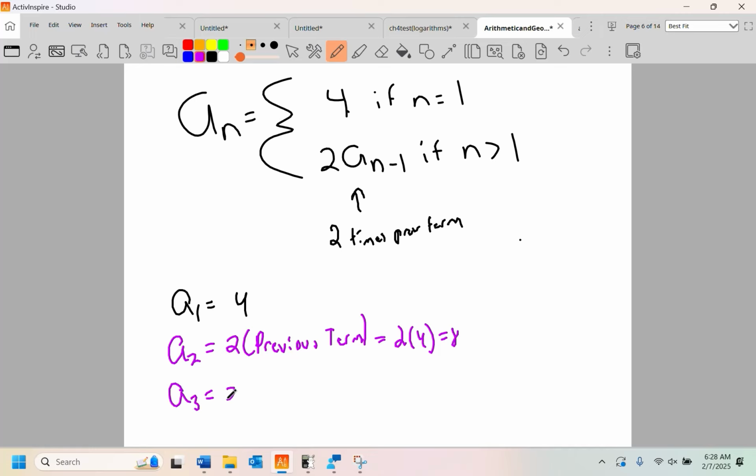A sub 3 is going to be twice the previous term, which was 8, and twice an 8 is 16. A sub 4 is again twice the previous term, which was 16, which is 32. And lastly, the fifth term is twice the previous term. So twice the 32 is 64.